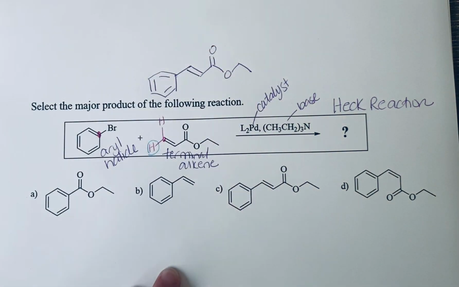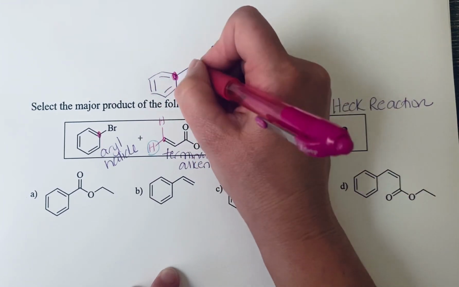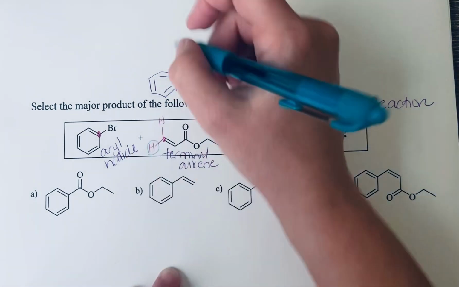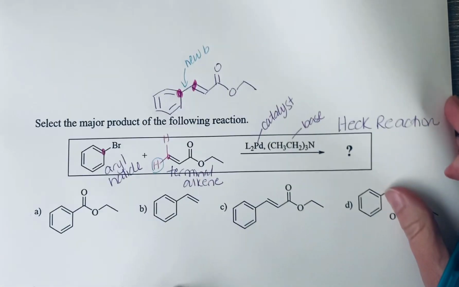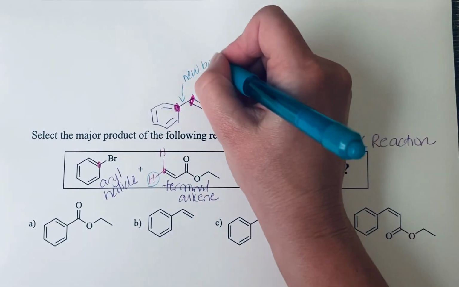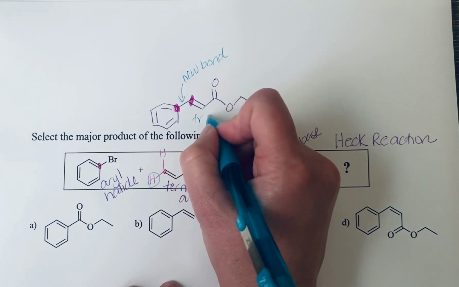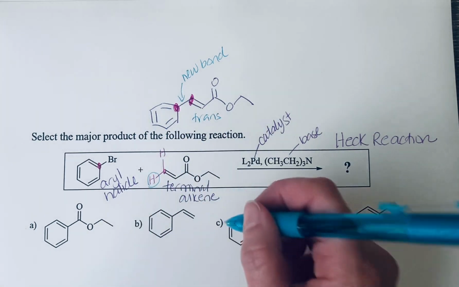Okay, so we can see the two carbon atoms that we brought together, the one of the benzene, the carbon atom of that terminal alkene. This here is our new bond. And we want to note that stereochemistry of the alkene as being trans. And if we take a look at our options, we can see that what we've drawn up here is matching C.